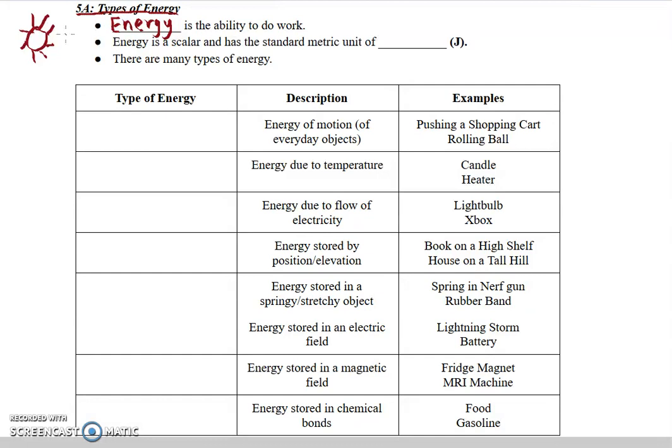People, right, can move around, can move other objects. We could say they have energy, they do work. A car with gasoline in it has energy. It has the ability to do work or useful tasks. So that's kind of the definition of energy. Energy is a scalar, meaning it has no direction, only size. And it has the standard metric unit of joules, abbreviated J. So if you see like 5J, that stands for 5 joules of energy.